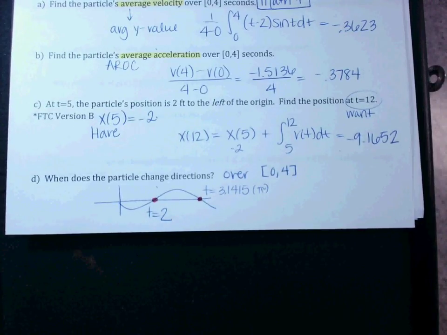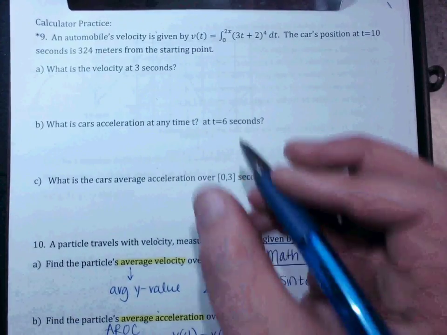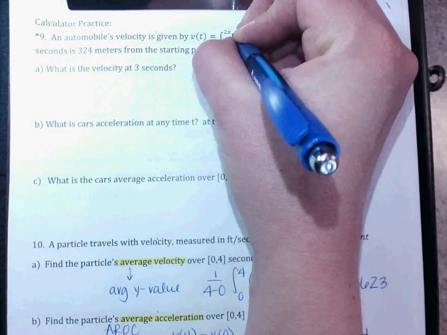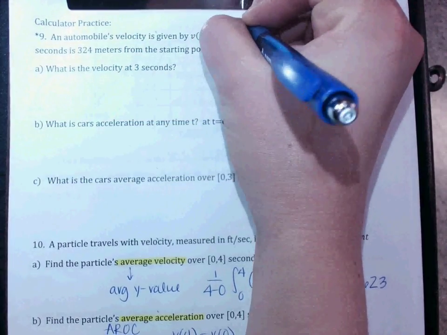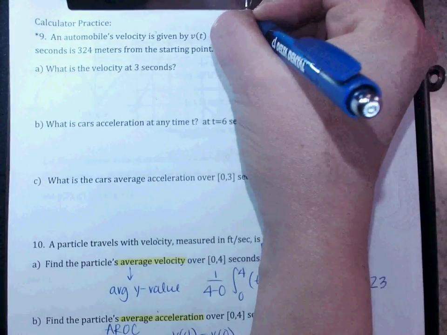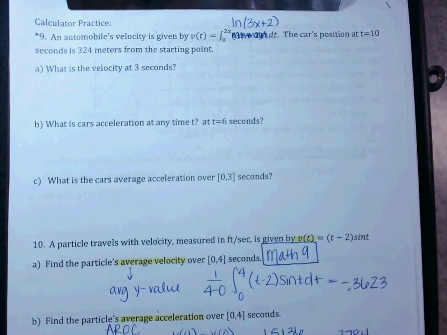Okay, on number 9, I'm going to have you change the equation. Otherwise, your car is going like 100,000 feet per minute, and that doesn't make sense. So just cross this out and make it ln of 3x plus 2. Now keep the integral part because you need that, okay? And now I will help you with parts A, B, and C at least for the setup, but the actual calculations you're going to do in your calculator.